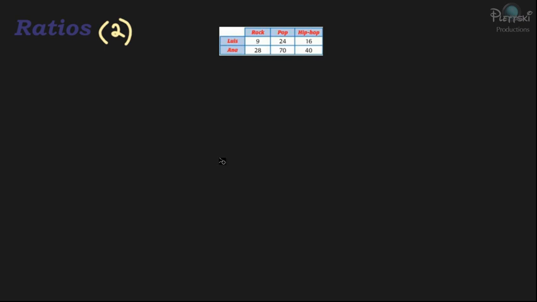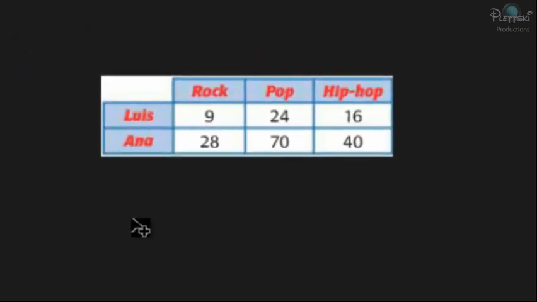This continues our lesson on ratios. And the question here is, according to the table, who has the greater ratio of rock CDs to pop CDs, Luis or Anna? And if we look, we see that Luis has 9 rock CDs and 24 pop CDs.